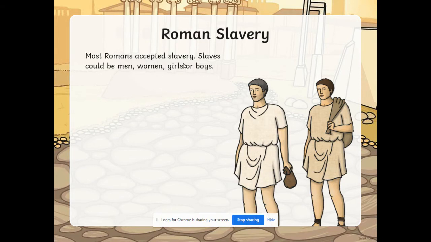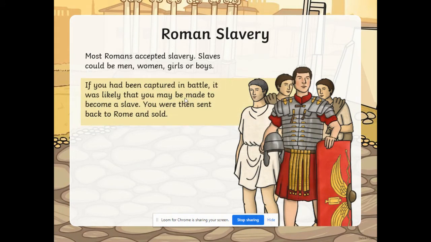Most Romans accepted slavery in a couple of ways. So Roman society thought slavery was normal. There always should be slaves. Okay, so there could be men, women, girls, or boys.